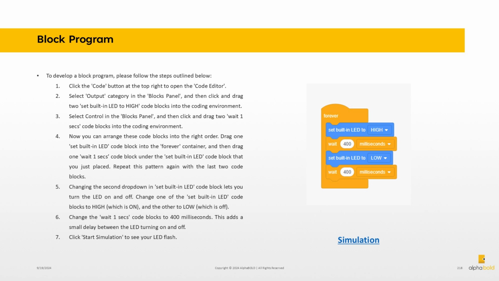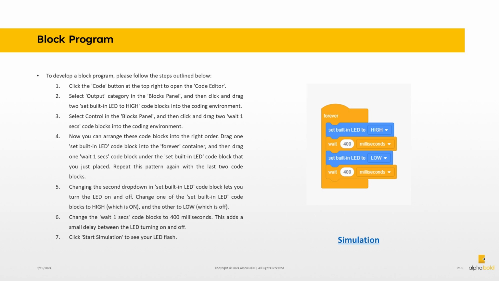Drag 1 Set Built-in LED code block into the Forever container, and then drag 1 Wait 1 seconds code block under the Set Built-in LED code block that you just placed. Repeat this pattern again with the last 2 code blocks. Changing the second drop-down in Set Built-in LED code block lets you turn the LED on and off.